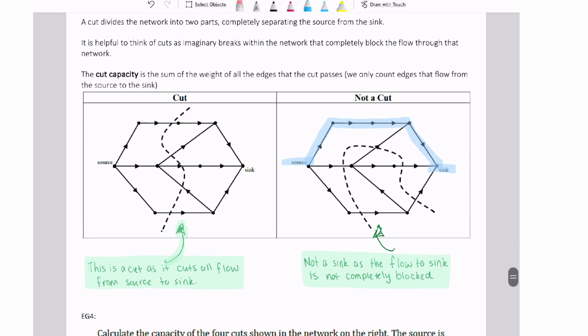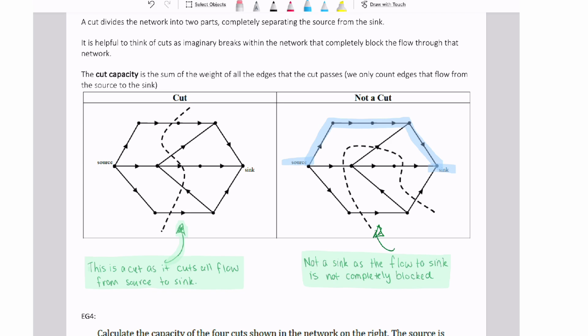So before I introduce the second method, the first thing you need to know is what a cut is. A cut is a line that we can draw through this network. We represent it with the dotted line, as you can see in these examples. And it has to completely cut off the flow from the source to the sink. If this cut does not stop the flow from source to sink, then we are not calling it a cut. It's not a cut.